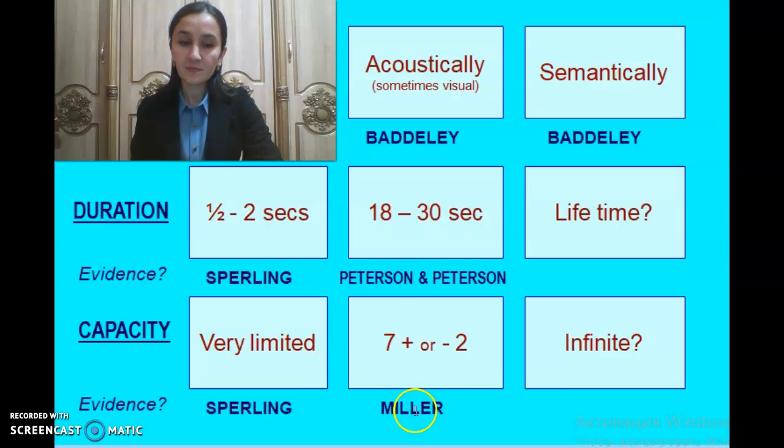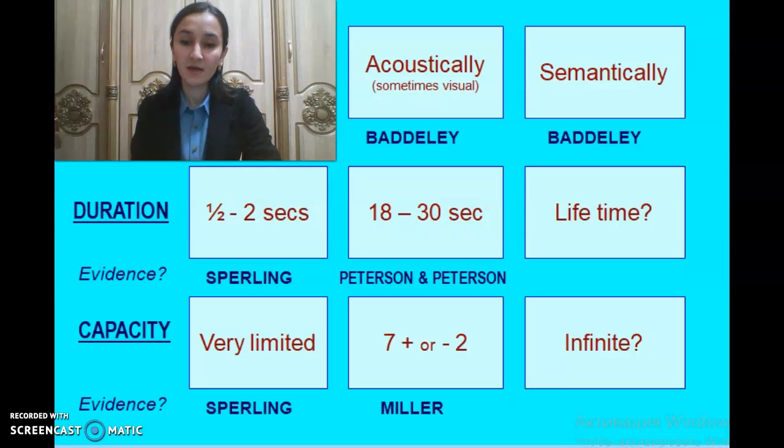Then we will continue with the types of memories, acoustical and semantical. In the first type, the duration of memories consists of only 2 seconds, and in the second stage it goes to 18 to 30 seconds. And how do you think, can it be prolonged to a lifetime? It's a question. Next time I will ask for your opinions.